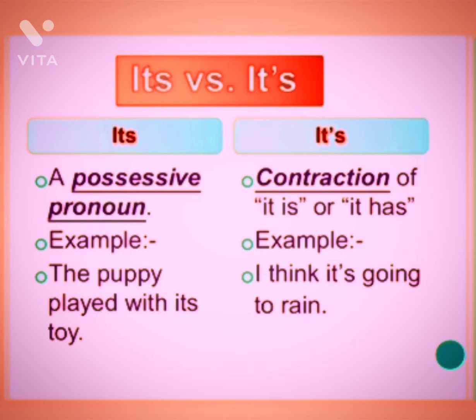Its is a possessive pronoun. It is used as a pronoun. For example, the puppy played with its toy. So here, its is used as a possessive pronoun. But it's is a contraction of it is or it has. I think it's going to rain means I think it is going to rain.